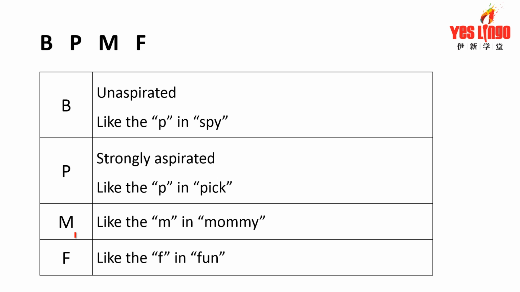The next initial is mo. And this is very similar just to the M sound in English, as in mommy. Mo, mo. The last initial from this group is fo. And it sounds like the F in fun. So just touch your top teeth to your bottom lip and then blow air out. Fo, fo. Very good. Let's try reading all of these together one more time.